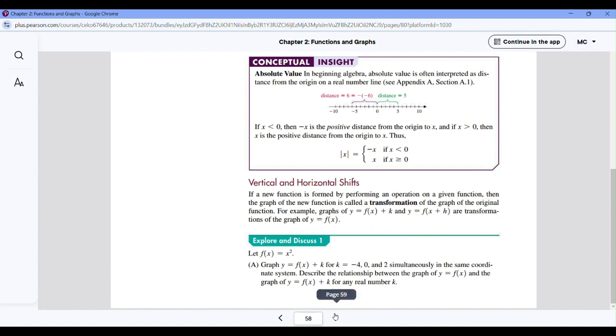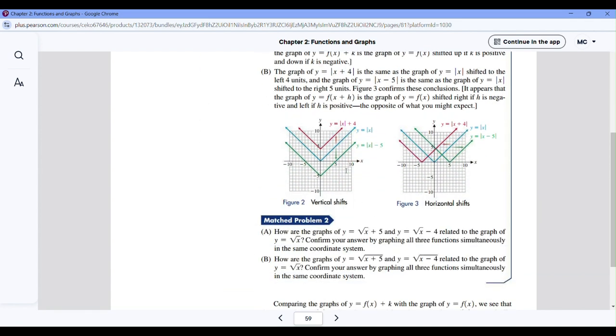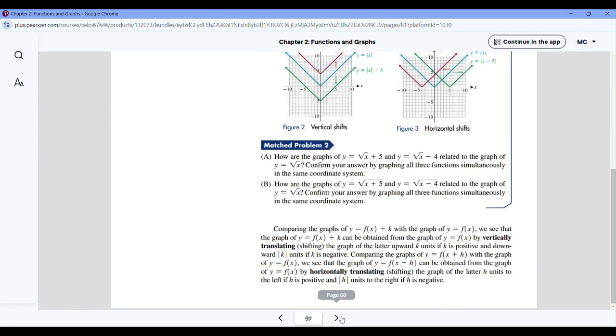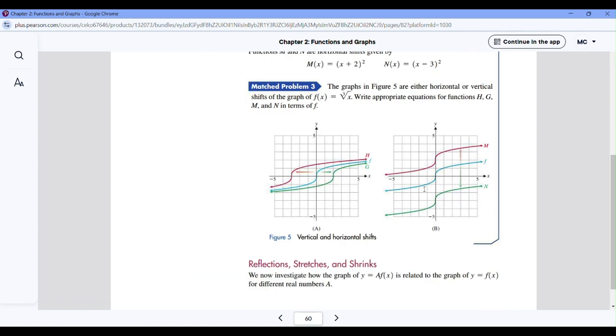So vertical shifts are going to be anything attached to the function. Anything that's attached to the function is going to be a vertical shift. We'll get into vertical shifts, up, down, and then if it's actually inside the function, it's left, right. And then lastly, we'll be moving left and right.